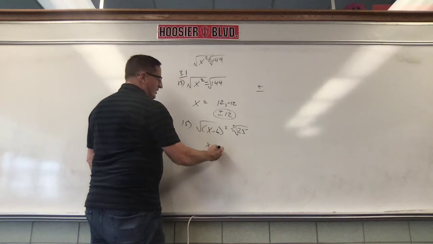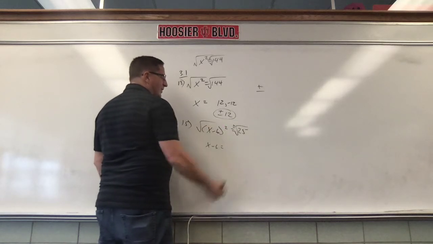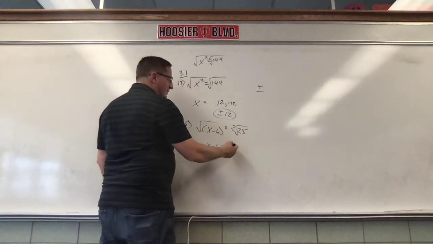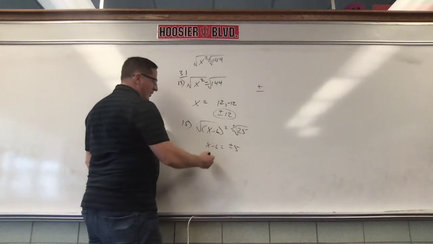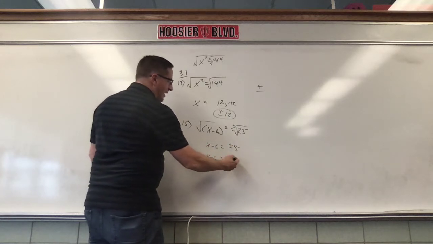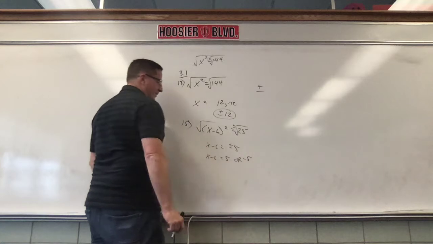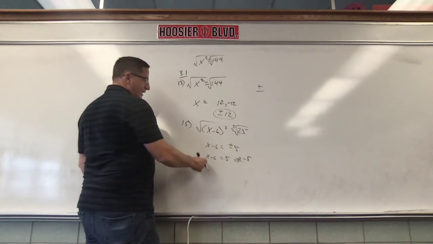You're left with x minus 6 equals, the square root of 25 is 5. So it's plus or minus 5. But I'm going to actually write it down. X minus 6 could equal 5 or negative 5, okay? Now we're not done. We got to get x by itself.